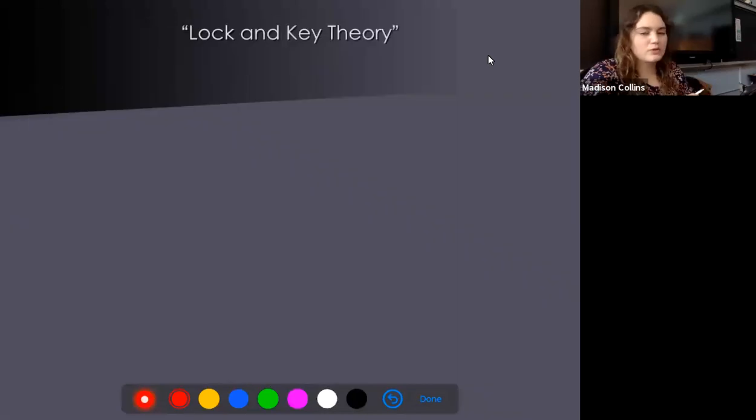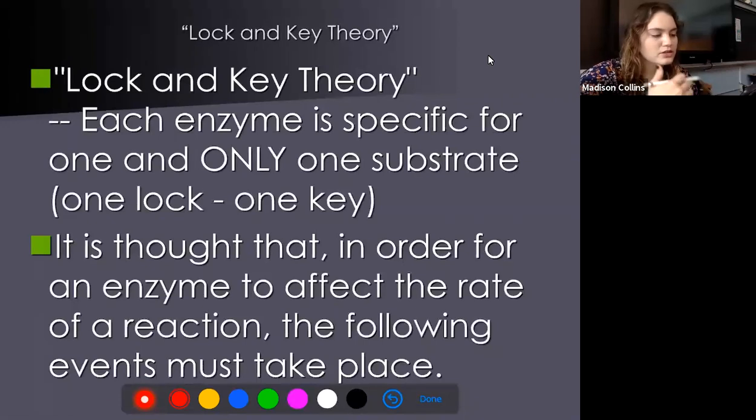So this is dictated by what we call the lock and key theory. I did touch on this yesterday, but I'm gonna go in a little bit more detail. So as I said yesterday, each enzyme is specific for one and only one substrate. So we call it the lock and key theory because it works pretty similarly to how locks and keys work, right? You have to have a specific shaped key to enter in your door.